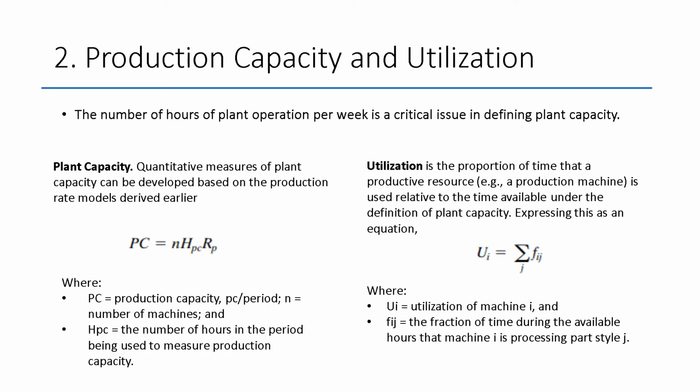The second point is production capacity and utilization. The number of hours of plant operation per week is a critical issue in defining plant capacity. We need to calculate plant capacity. A quantitative measure of plant capacity can be developed based on the production rate model derived earlier. Utilization is the proportion of time that a productive resource is used relative to the time available under the definition of plant capacity.